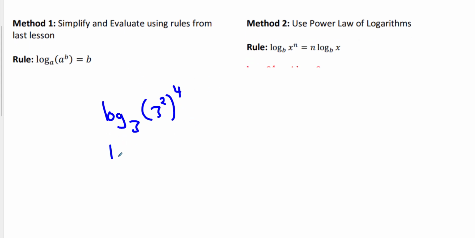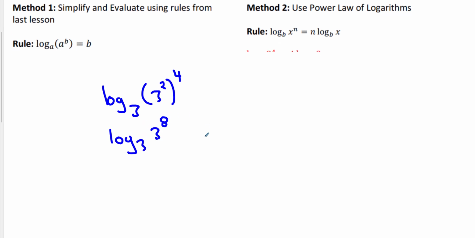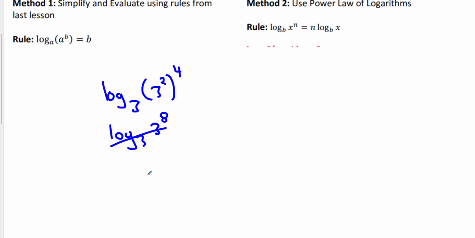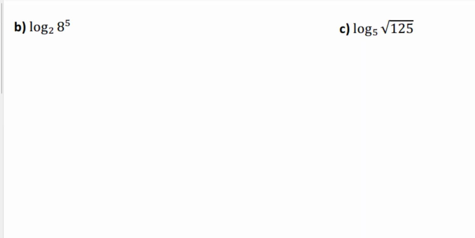And if you know exponent laws, we know that these multiply exactly. So it's 3 to the power of 8. And log base 3, 3 cancels out, so the answer is 8. Or if you want to do the extra step, just bring the 8 out first and then cancel it out. It doesn't really matter. All right, 2 more examples, B and C. Do your best.